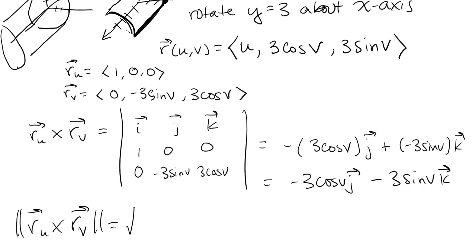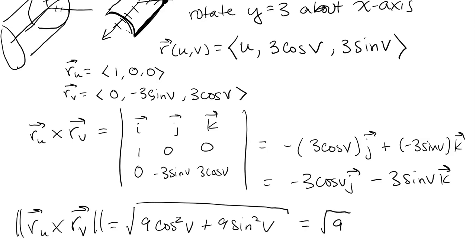So we'll have the square root. We're going to end up with 9 cosine squared V plus 9 sine squared V, which is just going to end up being the square root of 9. When we factor that 9 out, the cosine squared V plus sine squared V is 1. So my magnitude is just 3.